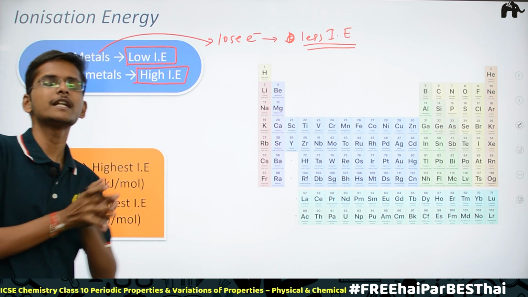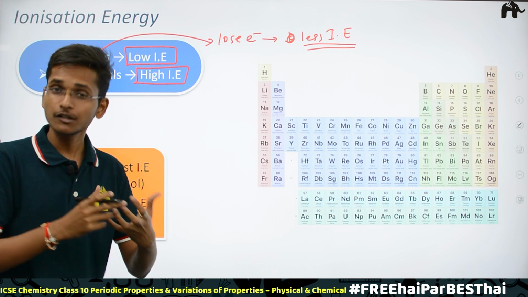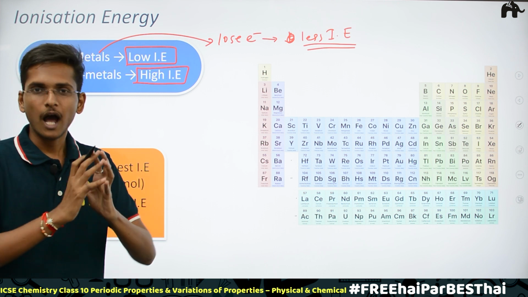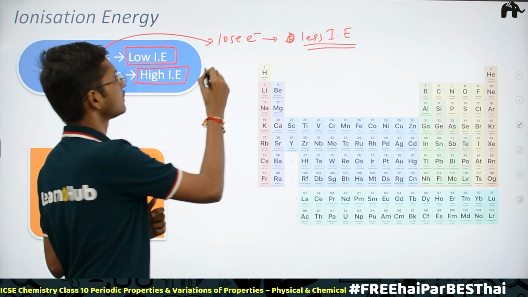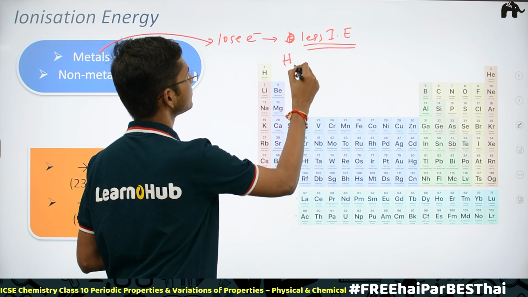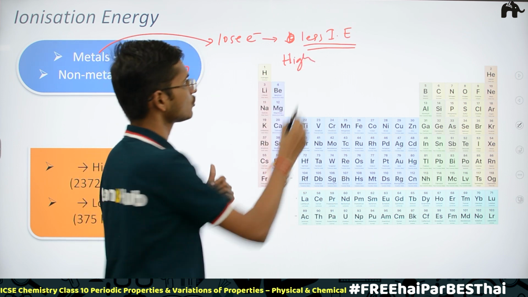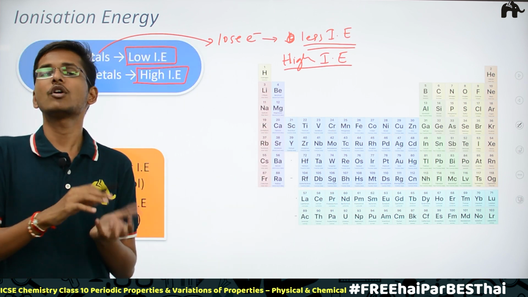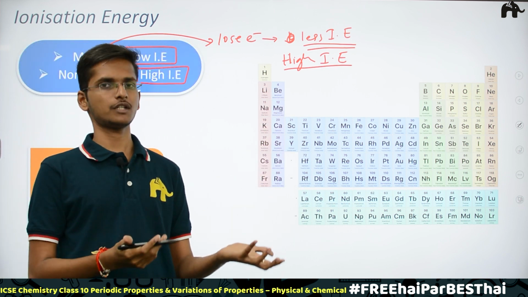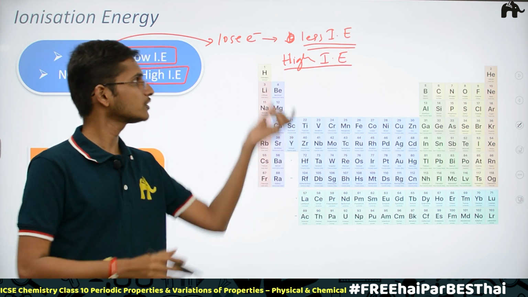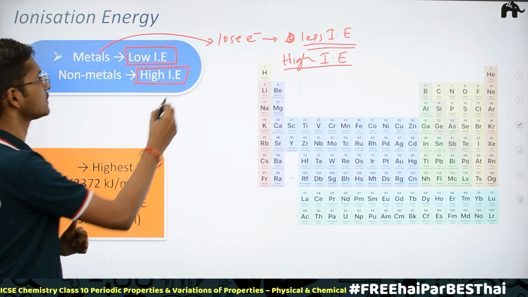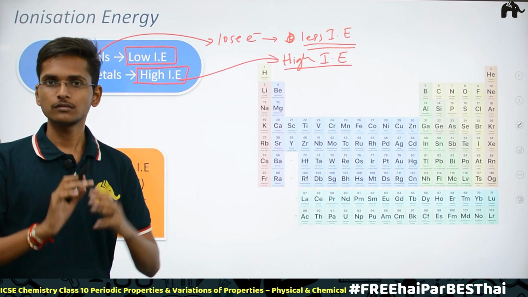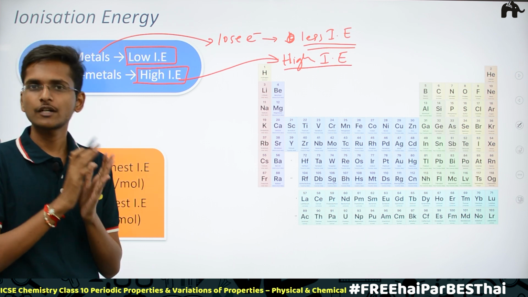So in order to remove electrons from non-metals, since it is difficult, we need to apply a huge amount of energy. The high energy we have to apply indicates that non-metals have high ionization energy, because the energy required to remove the electron is the ionization energy, and we are applying high energy to remove the electron. Therefore, non-metals have high ionization energies. Okay, very simple.